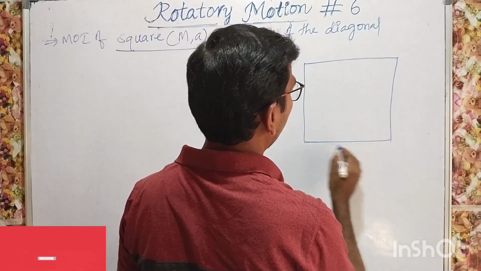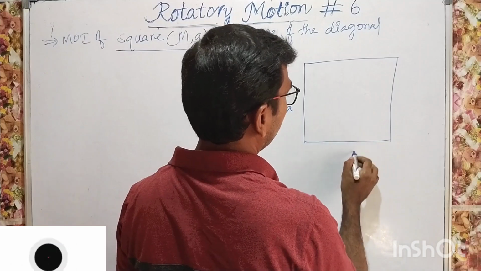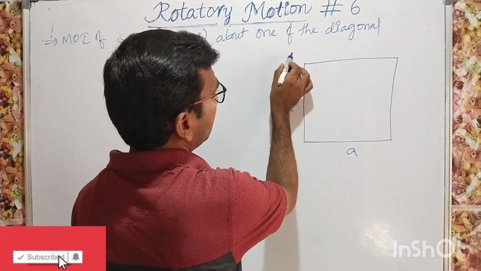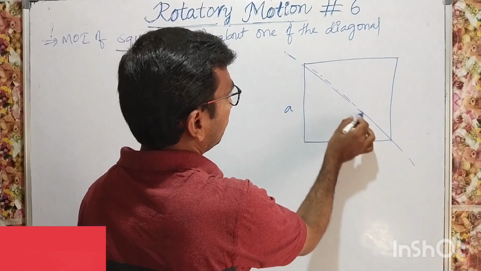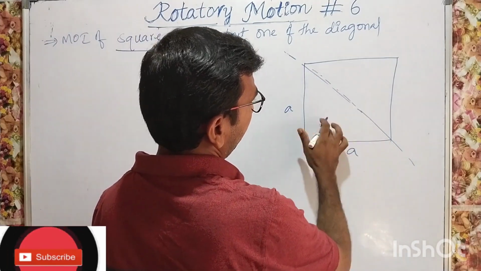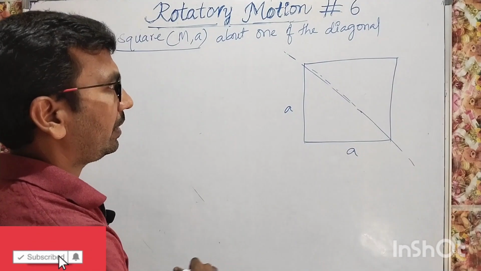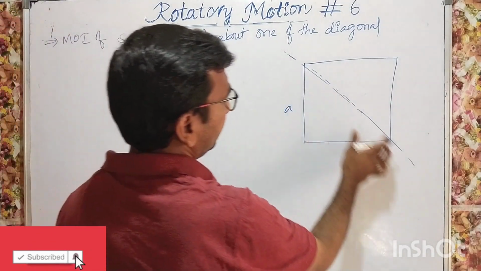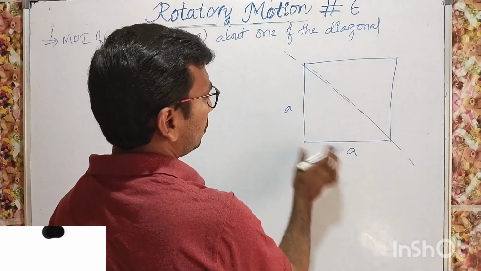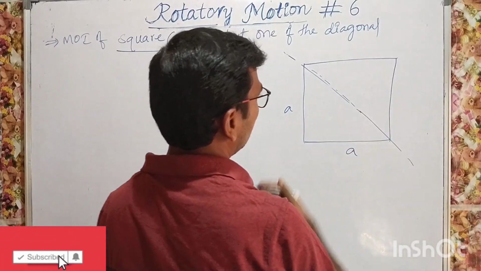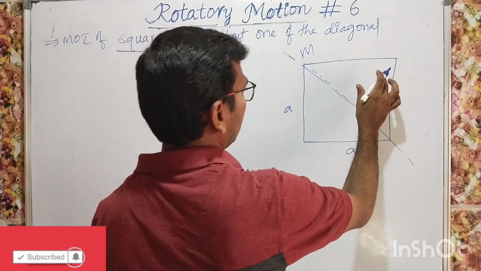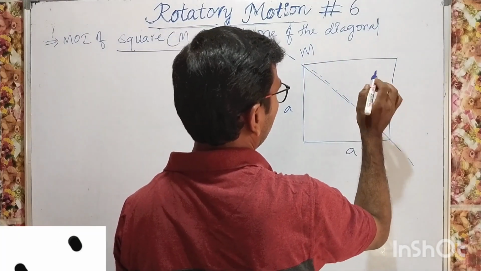Square of side a, with the axis passing through the diagonal. So this is like a triangular lamina, and this acts as the base. This is two sides, so this part is two masses, total mass is m, and a single one has mass m by 2.